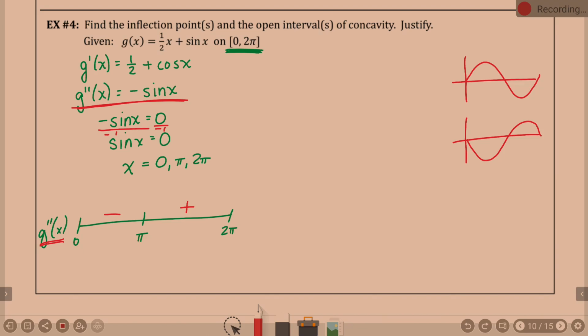Now, a negative second derivative means what? Concave down. A positive second derivative means concave up. What did they ask us to do? Inflection points and intervals of concavity. So what do we have in the way of inflection points? It's going to be pi something.